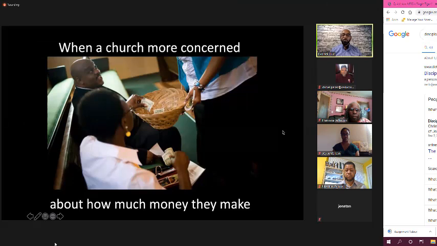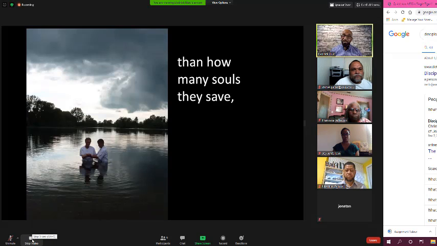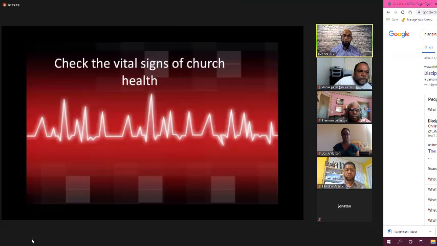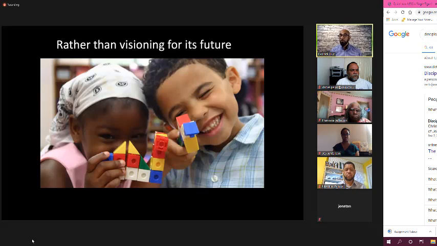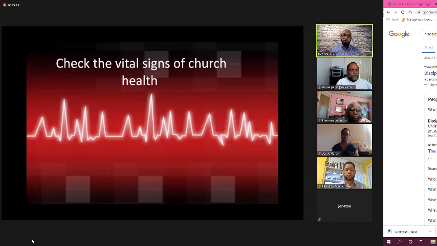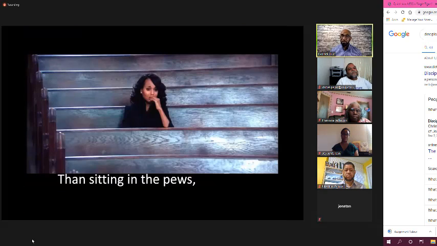When a church is more concerned about how much money they make versus how many souls they save, then the church is out of balance. Check the vital signs. When the church spends more time celebrating their past rather than visioning their future, then the church is out of balance. Check the vital signs. When a church has more members in the cemetery than in the pew, then the church is out of balance.